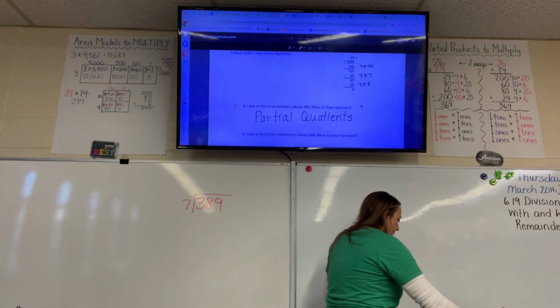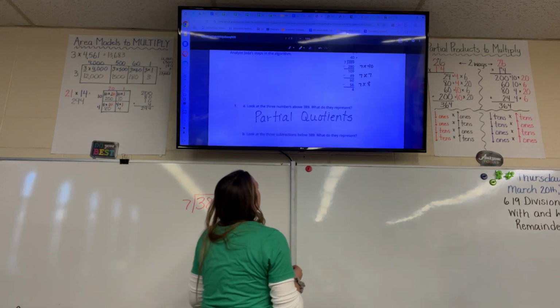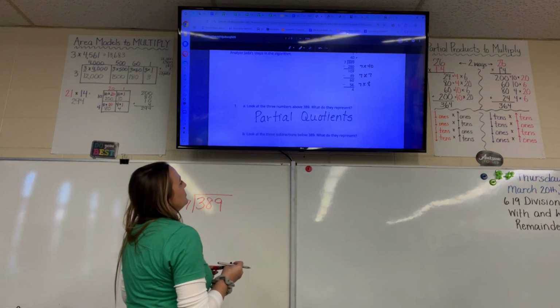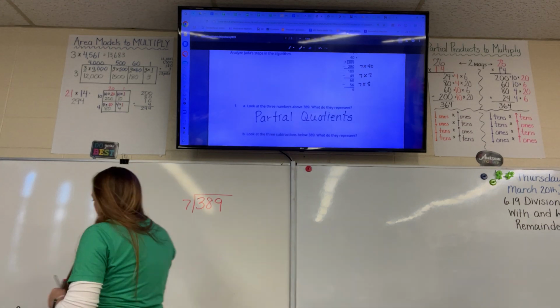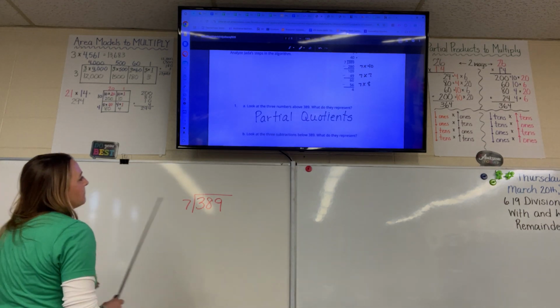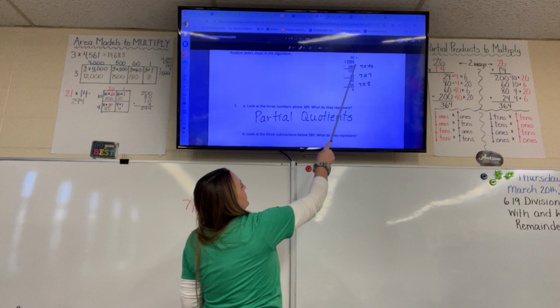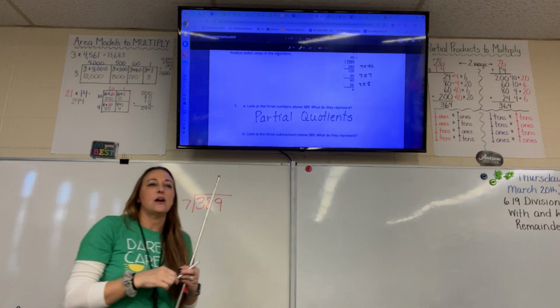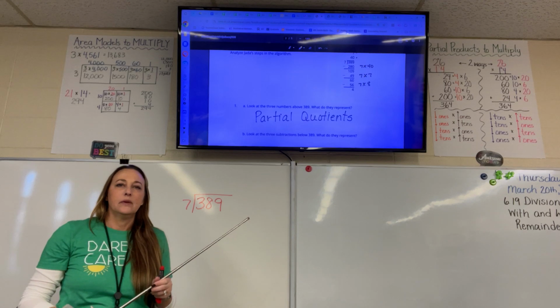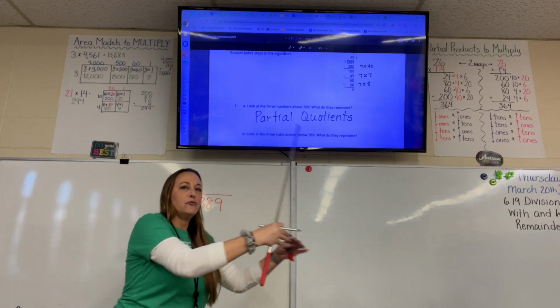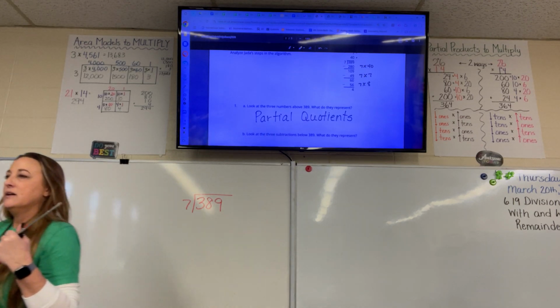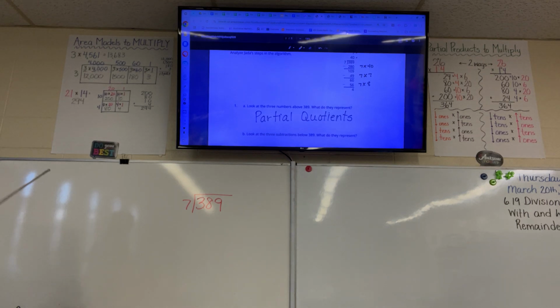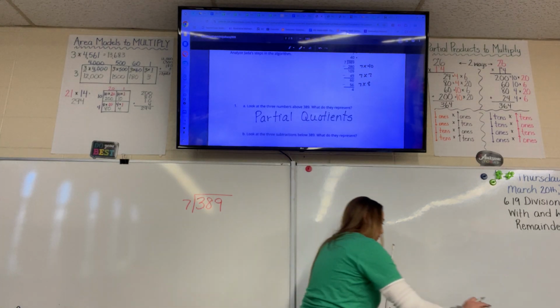Okay. Look at the 3 subtraction problems, or subtractions below 389. What do they represent? So 280, 49, and 56 are all what? Blank of blank. Autrey? Multiples of 7. Yes. Multiples of 7.